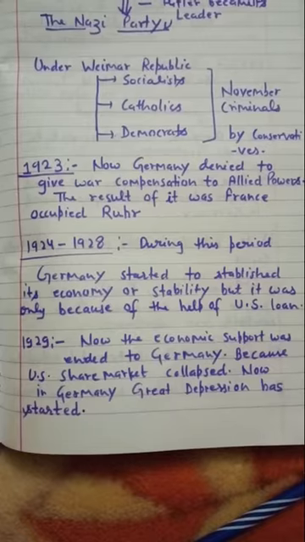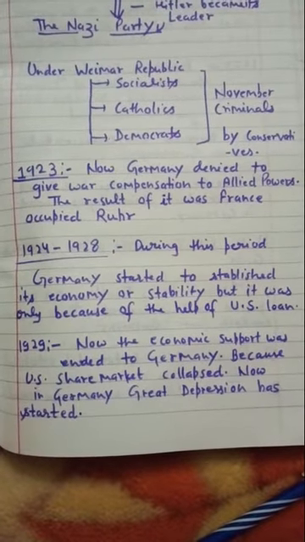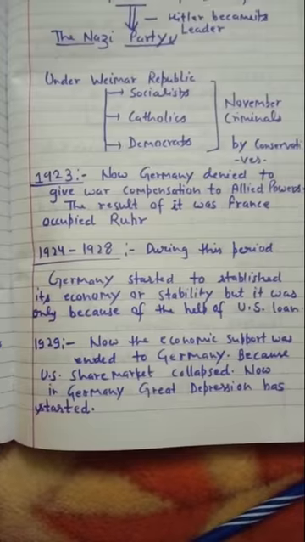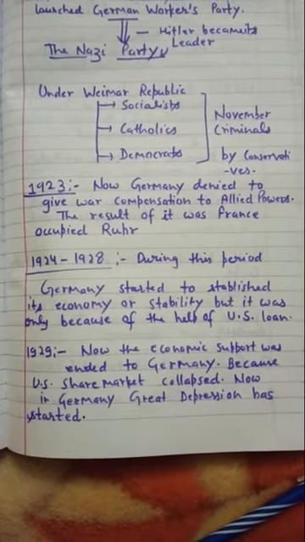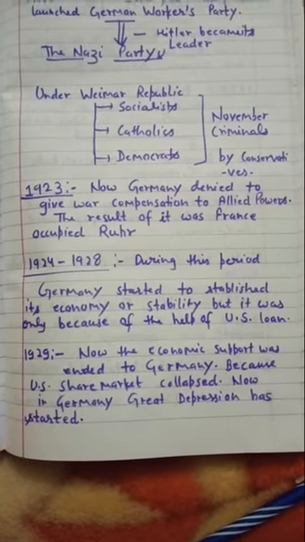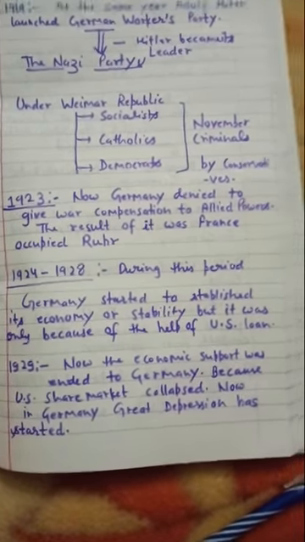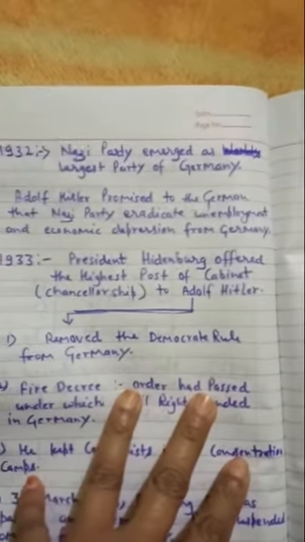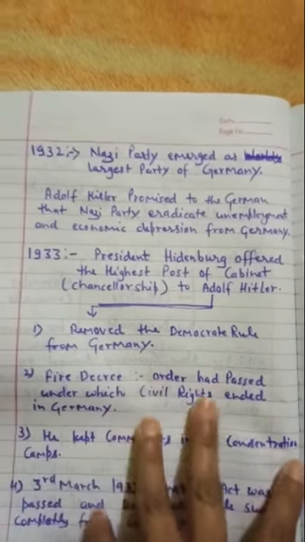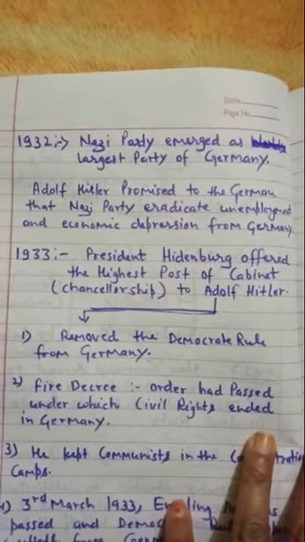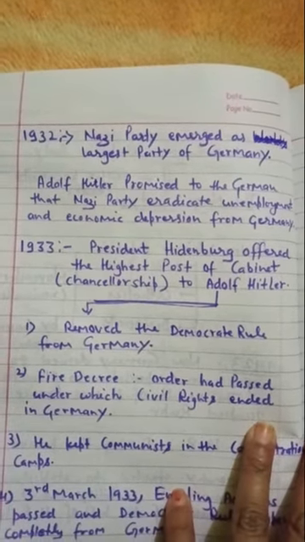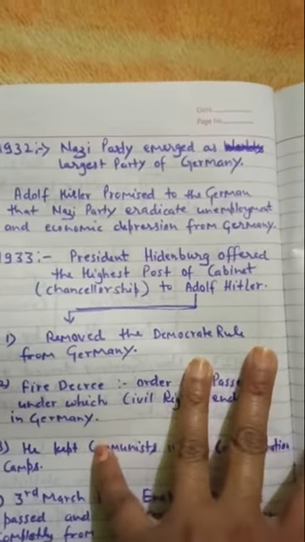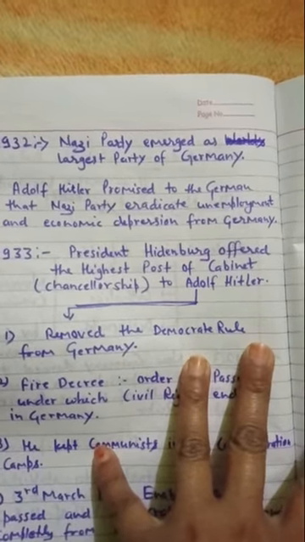Now in Germany, the Great Depression started. After facing so many challenges, the US economy collapsed, and they could not give economic support to Germany, and ultimately Germany had to face the Great Depression. Now, in 1923, the Nazi party emerged as the largest party of Germany. After the Great Depression, the Nazi party got so much support from the German public, and Adolf Hitler promised all Germans that the Nazi party would eradicate unemployment and economic depression from Germany.